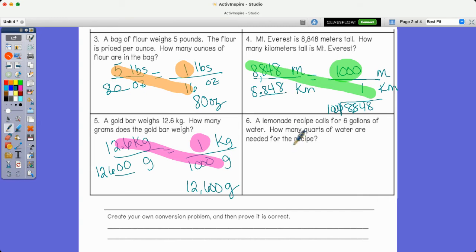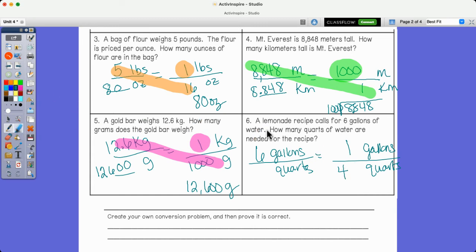Okay, next problem. A lemonade recipe calls for 6 gallons of water. How many quarts of water do I need? So I'm doing gallons to quarts. Words first. Words first. And I have 6 gallons to I don't know how many quarts. We look this up on our star chart. We get 1 gallon is equal to 4 quarts.